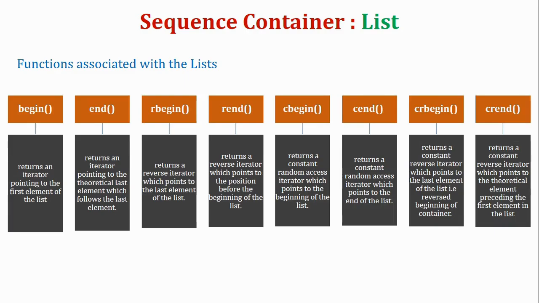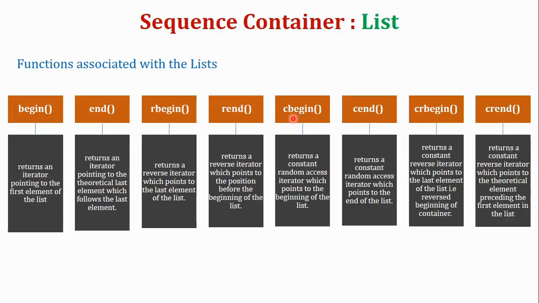And next, some additional functions we'll discuss. Begin will return the iterator which points to the first element of the list. Next one is end. It will return the iterator which points to the theoretical element which follows the last element. And next one is rbegin. It will return the reverse iterator which points to the last element of the list. Then rend will return the reverse iterator which points to the position before the beginning of the list.